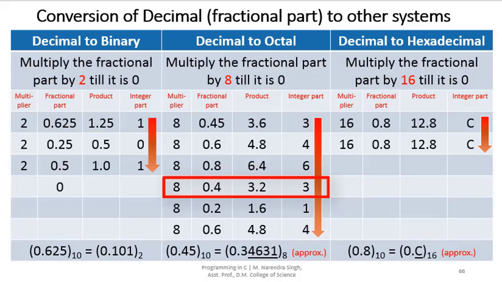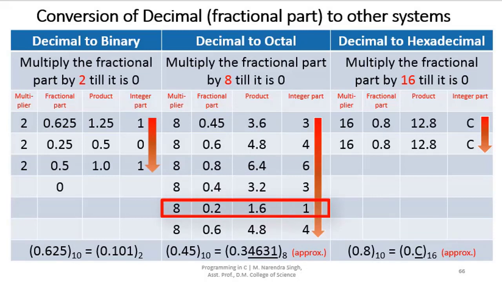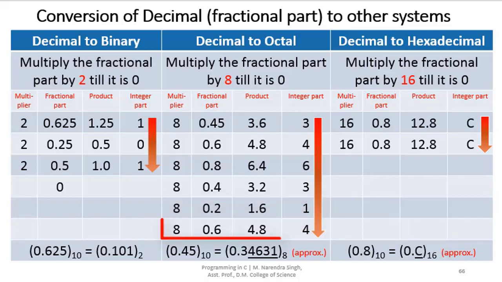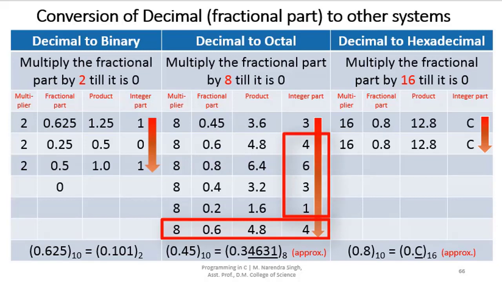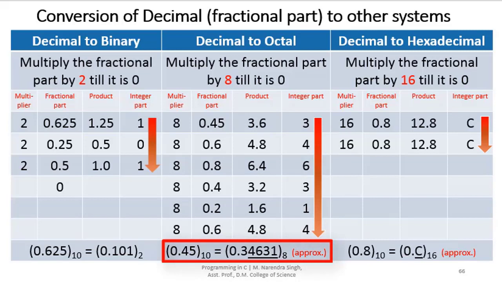We multiply it by 8. The product is 3.2. We take out the integer part 3. Remaining fractional part is 0.2. We multiply it by 8. The product is 1.6. We take out the integer part 1. The fractional part is 0.6. Here the fractional part remaining is repeating. So from step number 2 to 5 will be repeated again and again, and we will be getting the integer parts 4, 6, 3, 1 again and again. So the octal equivalent of the decimal number 0.45 is equal to 0.34631. Here I am underlining 4631 to indicate that 4631 repeats.